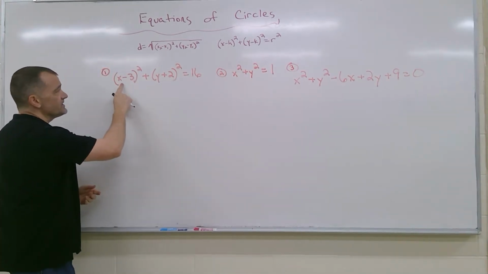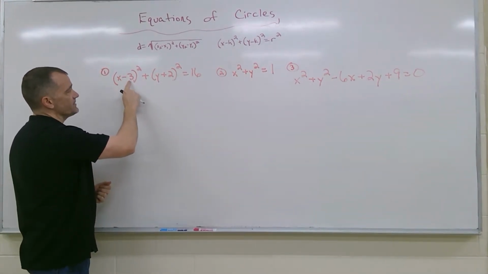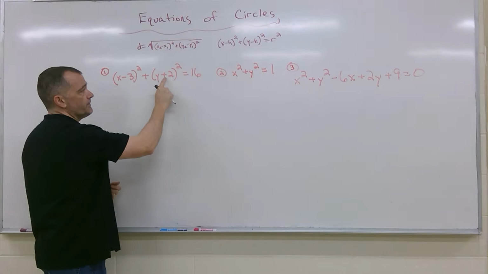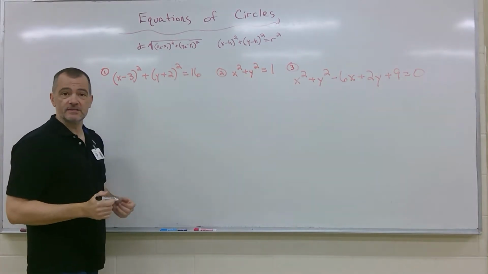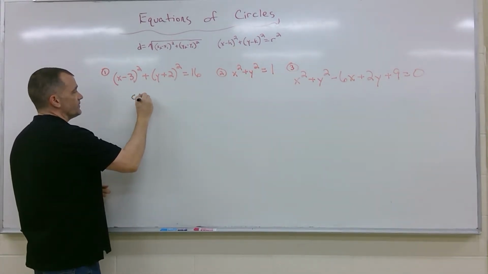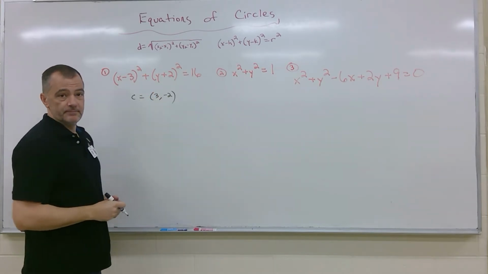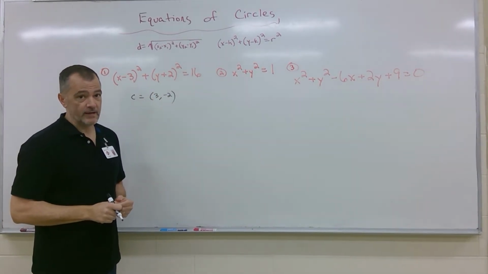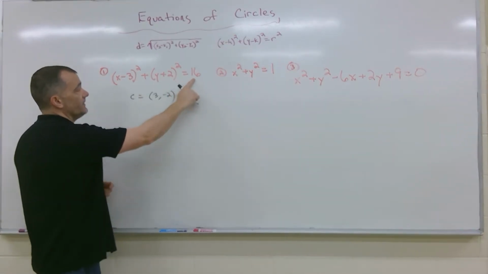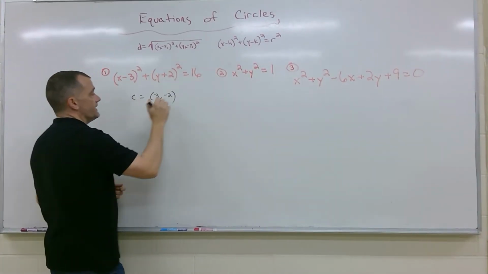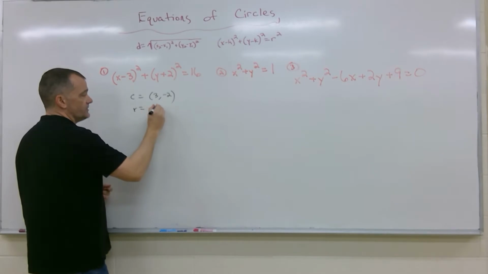So here's a typical equation of a circle. (x − 3)² + (y + 2)² = 16. The center of this circle would be at (3, −2). And I want you to play around with that to figure out why. And the radius of that circle would be the square root of 16, which is 4.